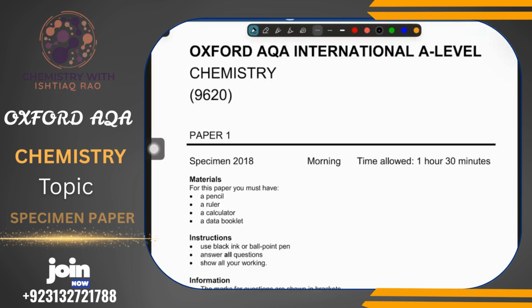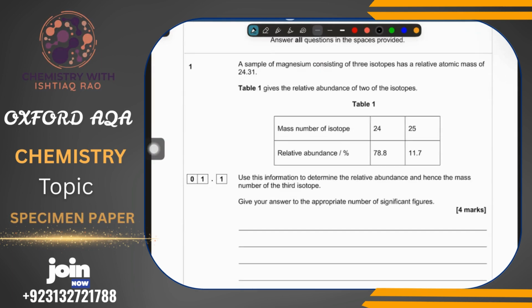So this is specimen paper 2018 paper 1. Question number 1 says: a sample of magnesium consisting of three isotopes has a relative atomic mass of 24.31. It gives the relative abundance of the two isotopes. Use this information to determine the relative abundance and hence the mass number of the third isotope. Give your answer to the appropriate number of significant figures.